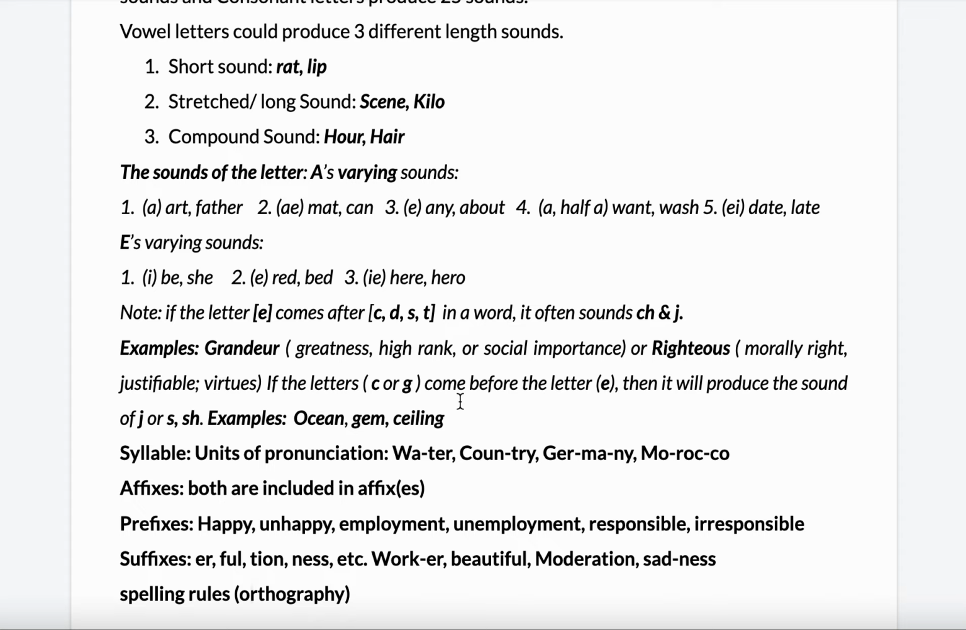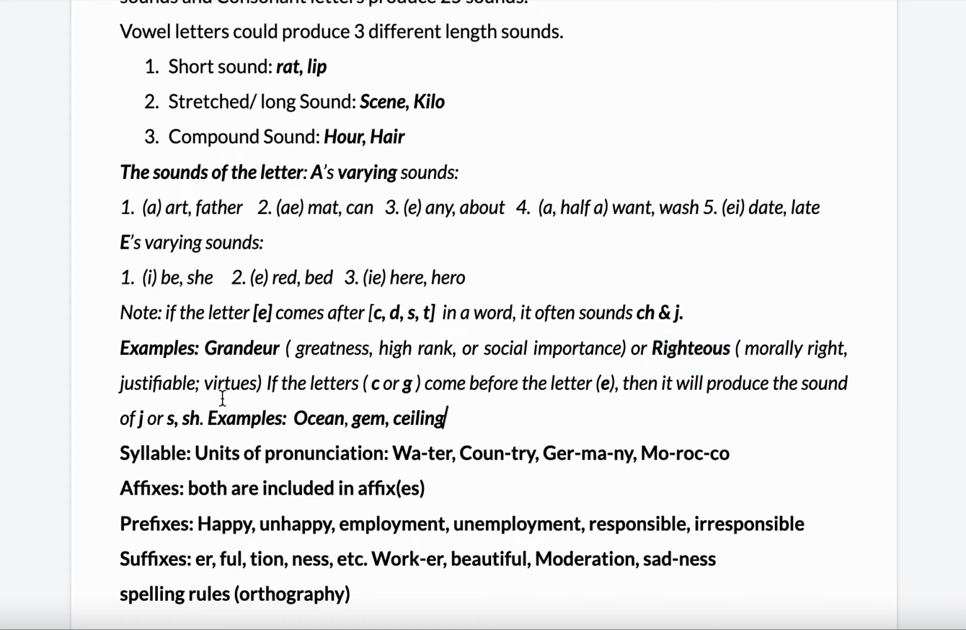So here we have rules that we have to know: if our letter E comes after C, D, S, or T in a word, then it sounds differently. So it gives a different sound and a totally new meaning to the word. Here we have the example grandeur. Grandeur means greatness, high ranking, and social importance. If you look at the word, it has 8 letters, and E is situated after T. And here we have E situated after D. That's why it sounds righteous. This sounds righteous, morally right, and this sounds grandeur.